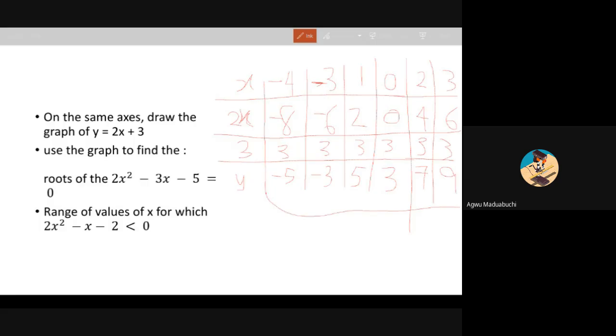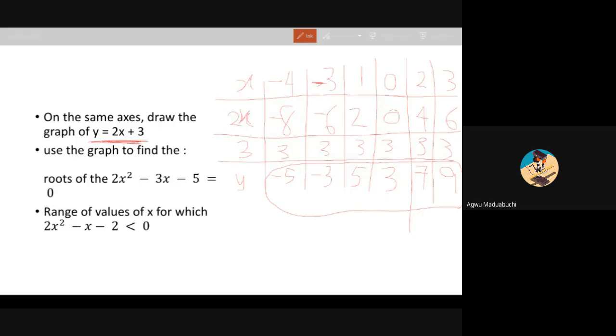So I'll use this value for y to draw this graph y equal to 2x plus 3, but they set on the same axis. That means that after drawing the curve, I will now draw this line. Is this clear?